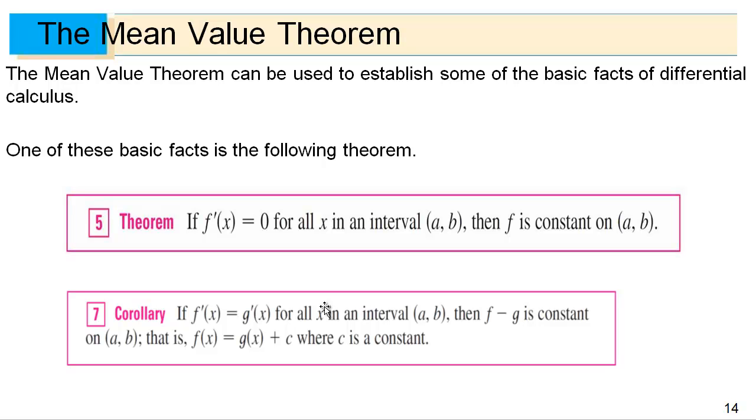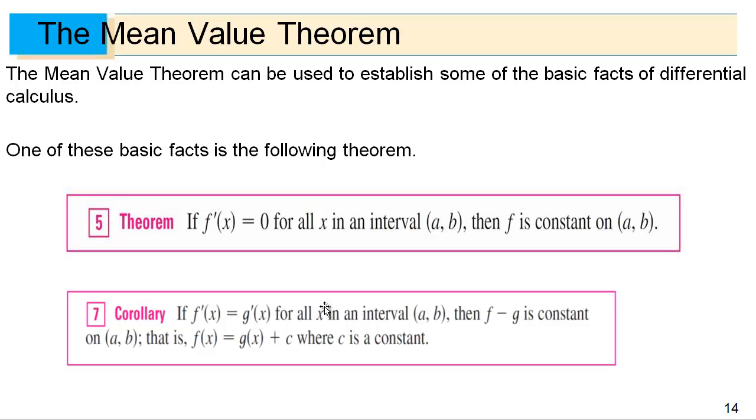Okay, some interesting facts come out of the mean value theorem. The first one is that if the derivative equals 0 for all x on an interval a to b, then the function must be a constant function, which makes sense, right? The only way to get the derivative equaling 0 everywhere, the slope of the tangent line to be 0 everywhere, is if you have a function that's just a horizontal line.